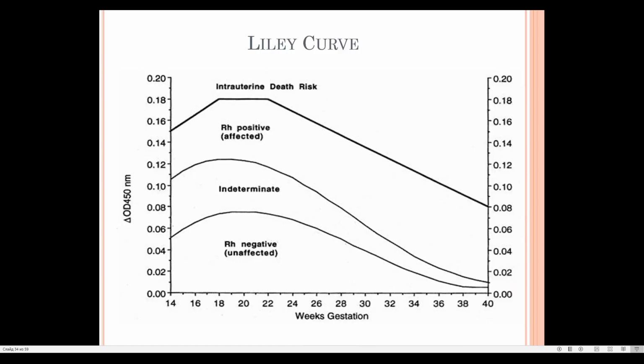So here you can see a picture of the standard Lilly curve. Now it is measured from 14 to 40 weeks. On the horizontal scale are put weeks of gestation, onto the vertical scale optical density indexed 450 nanometers. And here you can see the highest zone, intrauterine death risk; the high second zone, rhesus positive; low, indeterminate; and the lowest zone, rhesus negative or unaffected baby.